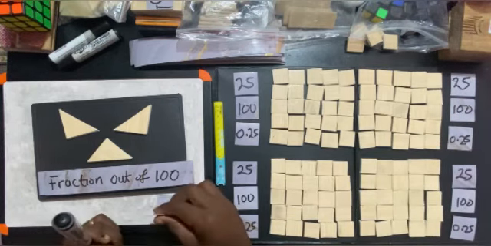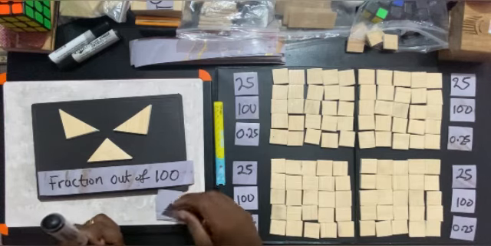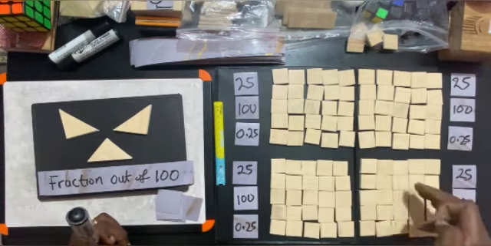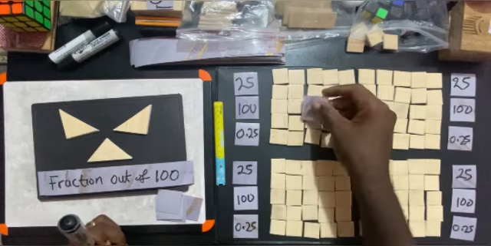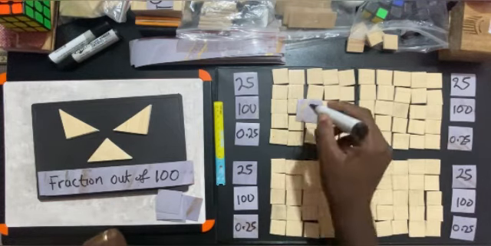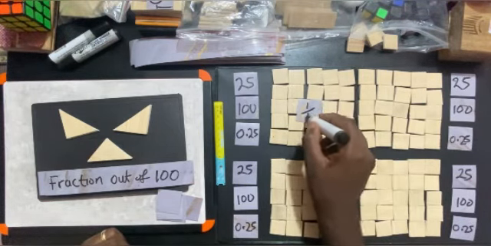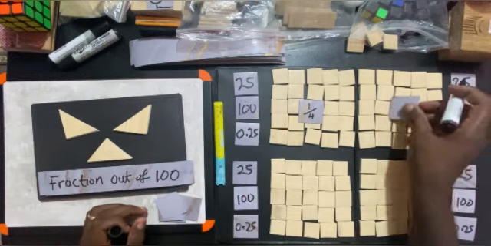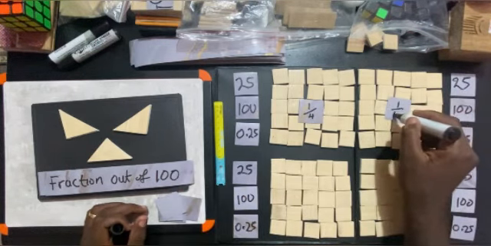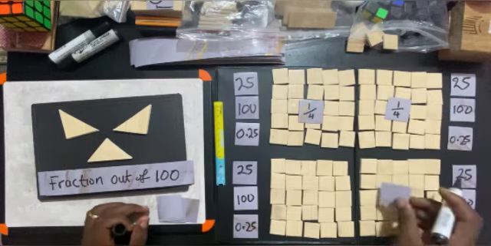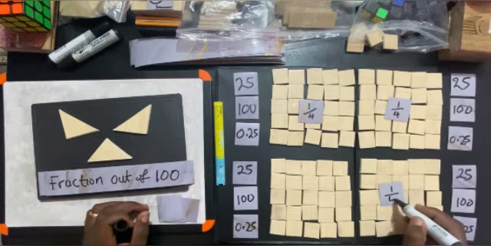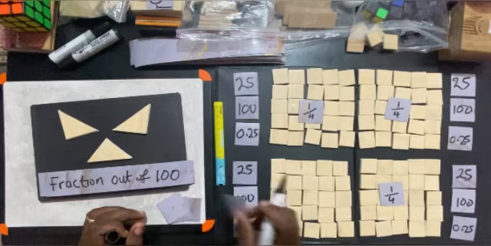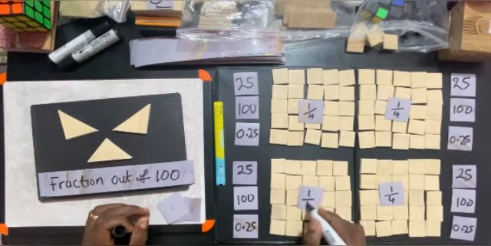At the same time, we can simplify this to 1, 2, 3, 4. This is 1 out of 4. This is also 1 out of 4. This is also 1 out of 4. This is also 1 out of 4.